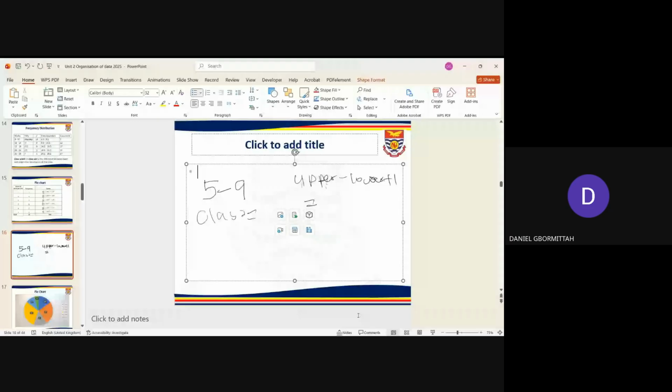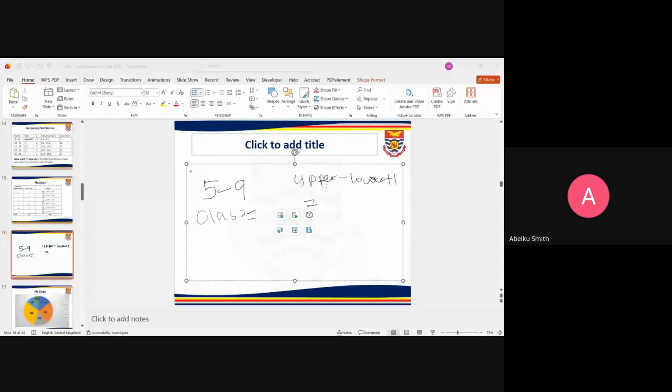Okay, so I think we can make a decision on that in finding the class size is more appropriate. Yeah, Abeku, your hand is up. Yes, sir, please. I think I'll subtract the first lower class limit from the second lower class limit. On the table, I'll subtract 5 from 10, or I'll subtract 9 from 14, and I'll get the class size.